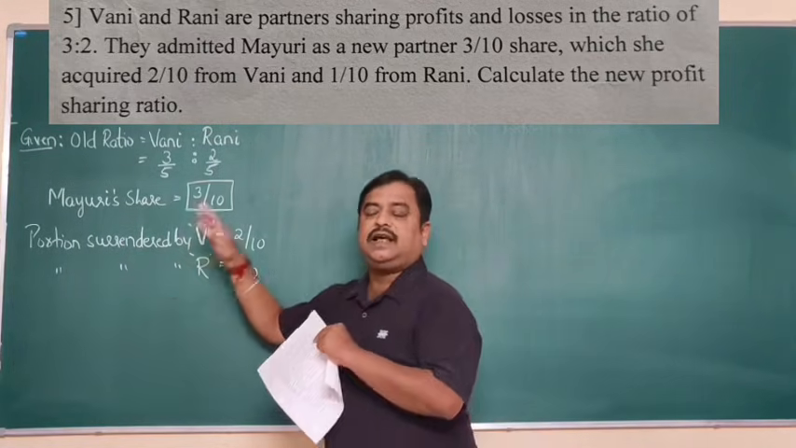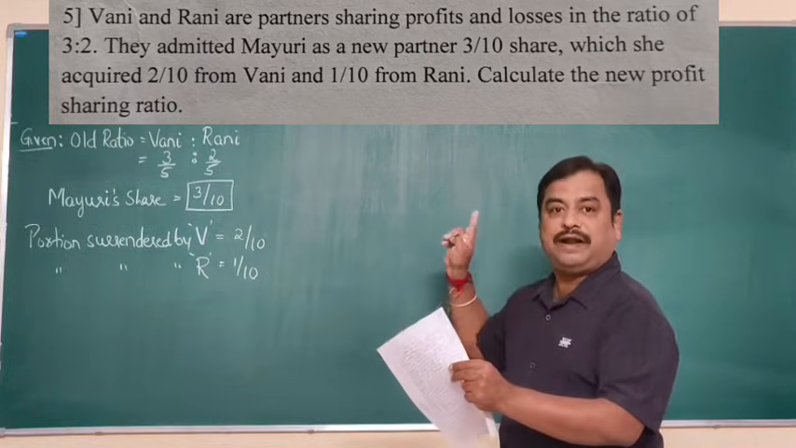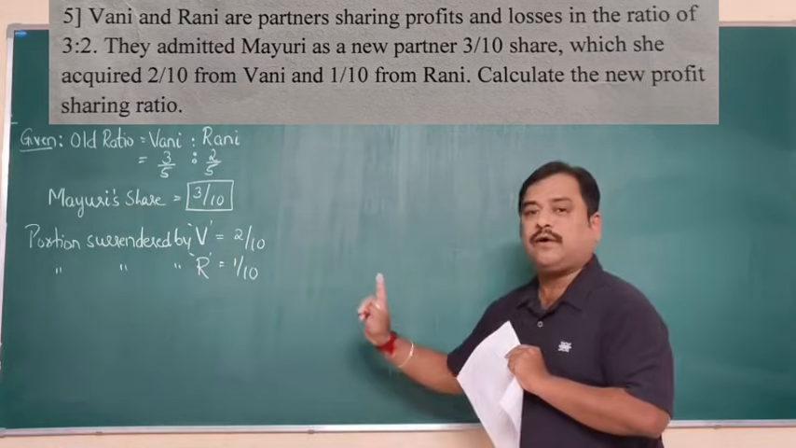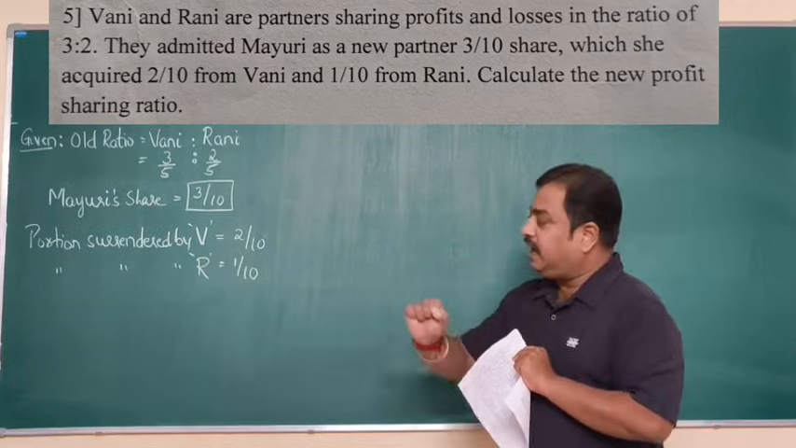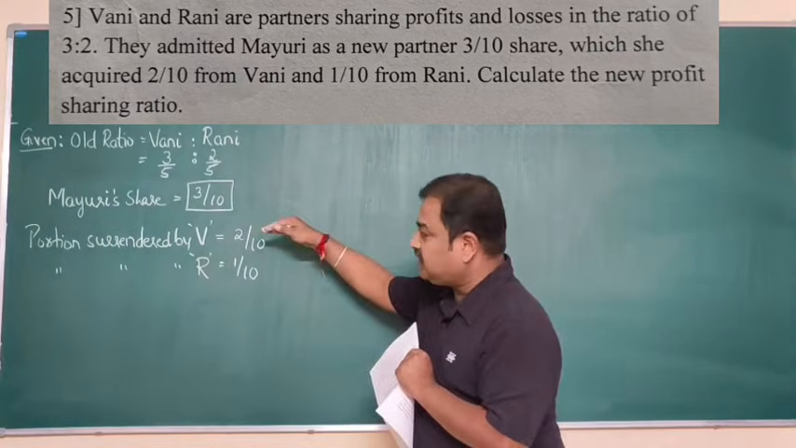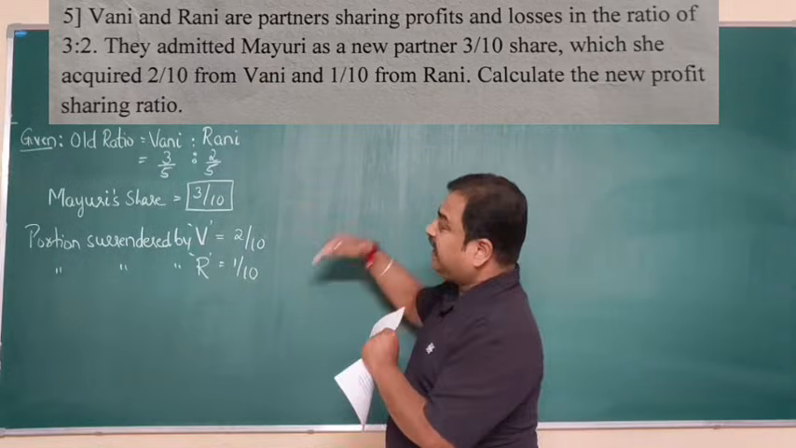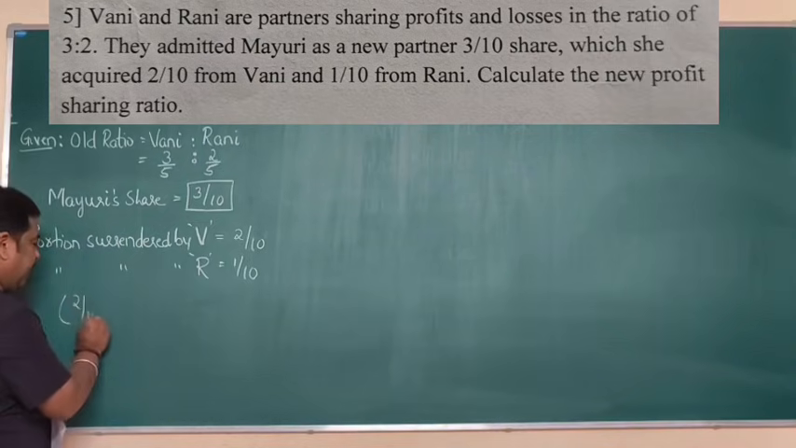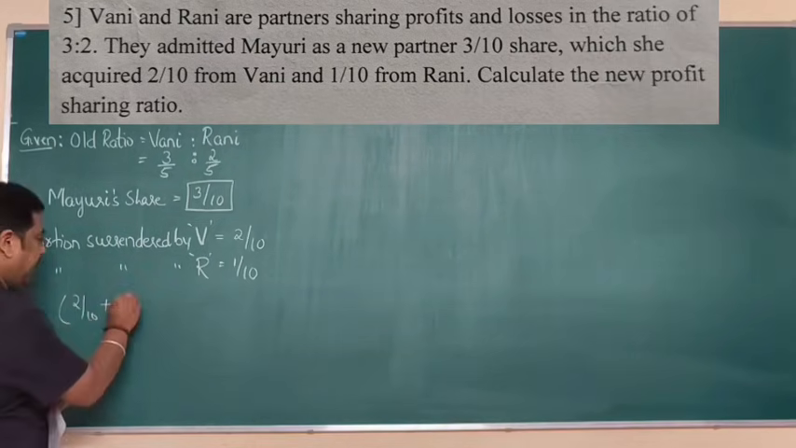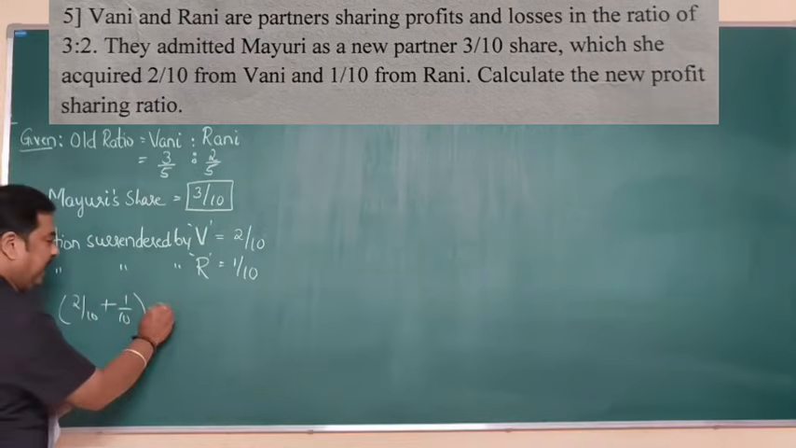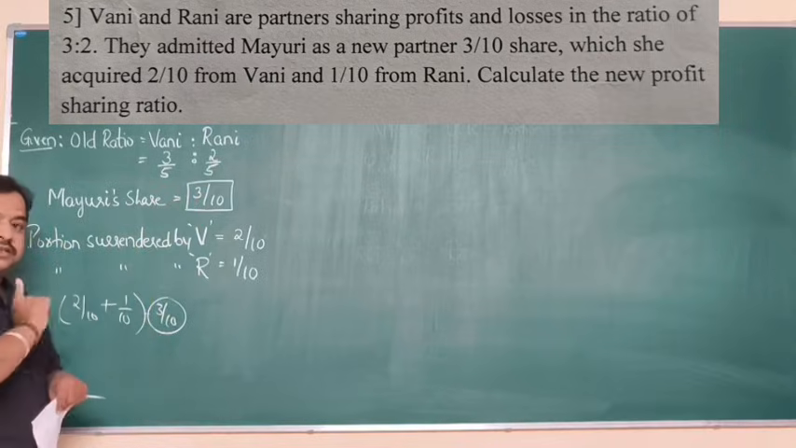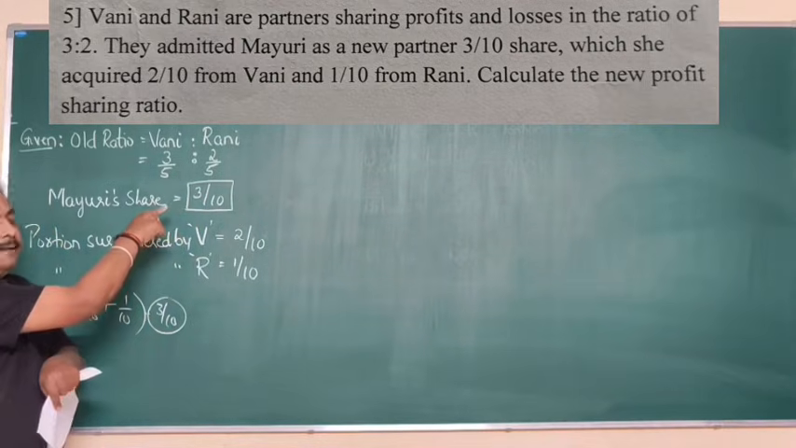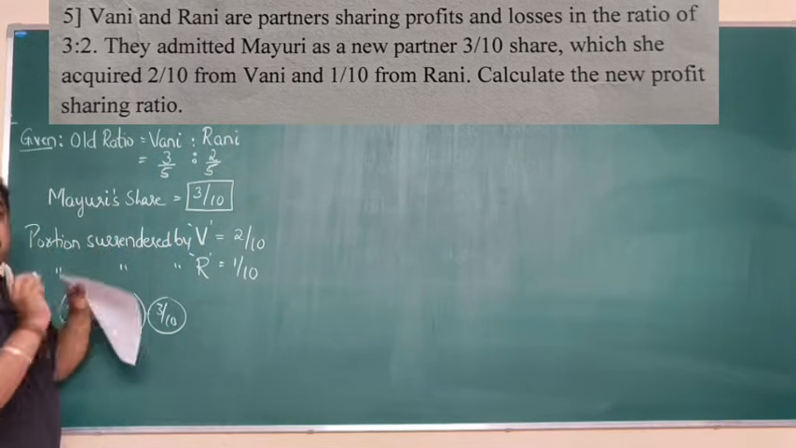Whenever they give portion surrendered, the formula will be, as we solved in the previous problem, the Ram and Rahim problem, old ratio minus portion surrendered. But before you apply this formula, please for just 1 second verify whether the portion surrendered by the old partners is equal to the new partner's share. Portion surrendered by Vani, 2 by 10, Rani, 1 by 10. 2 by 10 plus 1 by 10 is 3 by 10. And what is 3 by 10? Yes, that means the portion surrendered is exactly equal to the new partner's share. Now you are free to directly apply the formula.